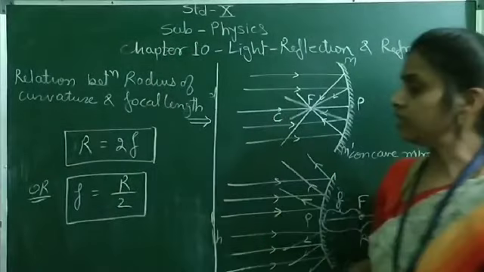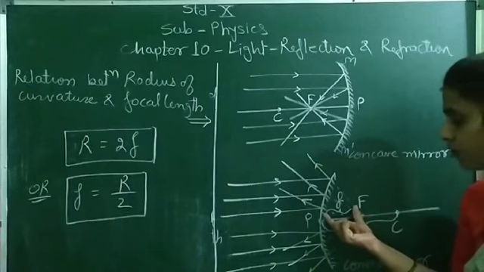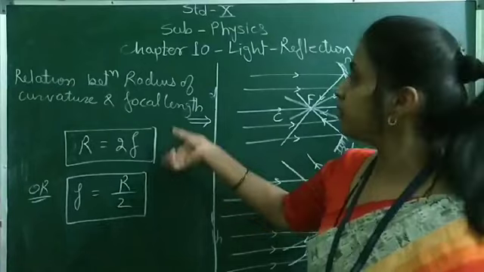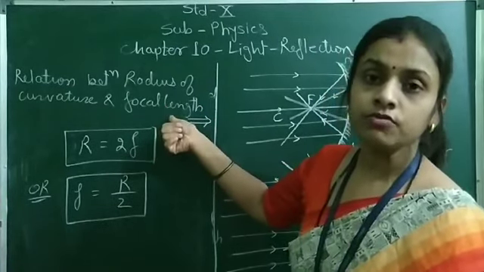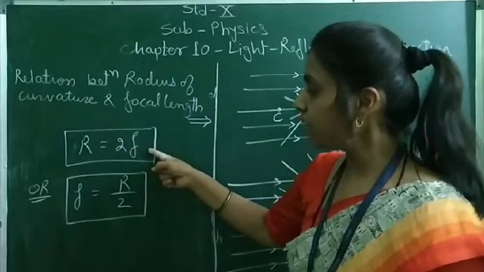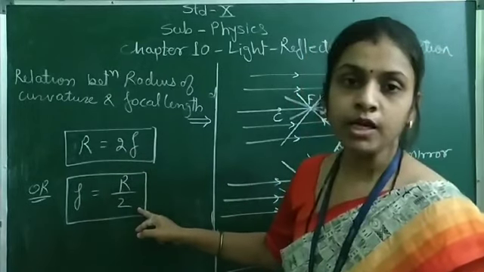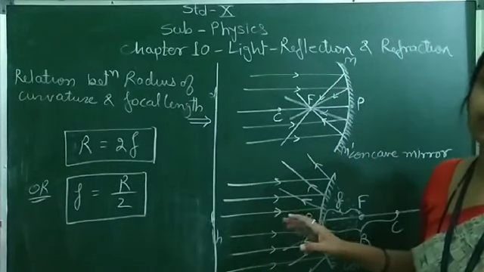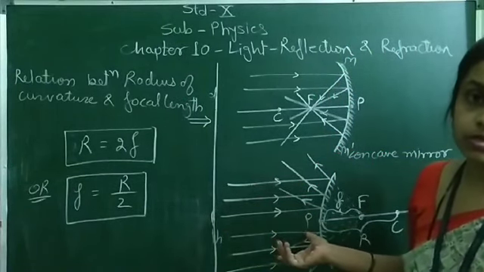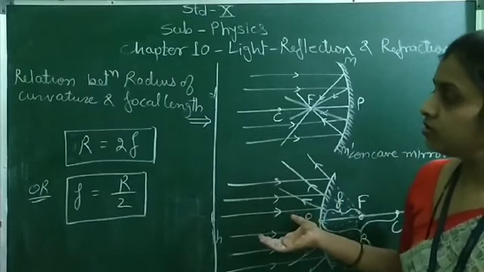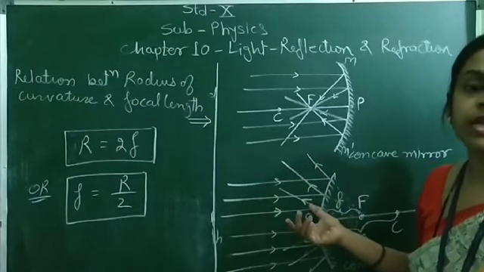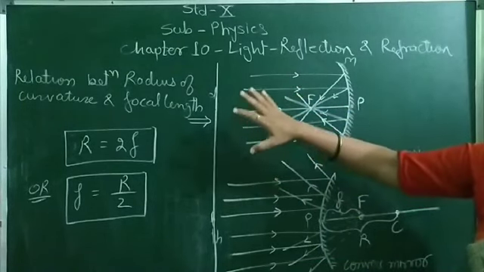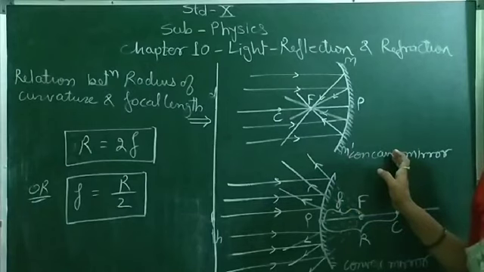Any one of the relations we can use. So this is the important relation between the radius of curvature and the focal length. So R is equal to 2F, or F is equal to R by 2. This is an important relation that we use in numericals, and also when we draw the images formed by the concave mirror and convex mirror. So hope you understand all these 7 terms and the relation between radius of curvature and focal length. Thank you.